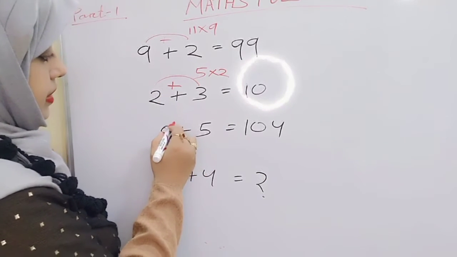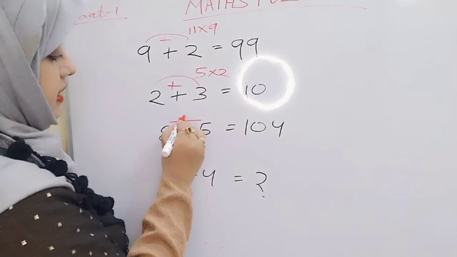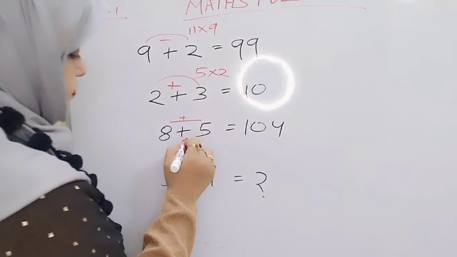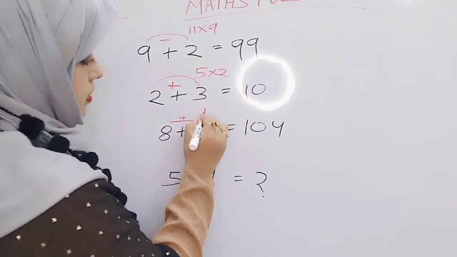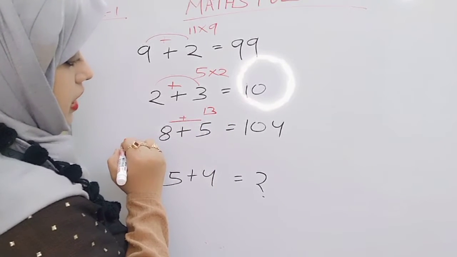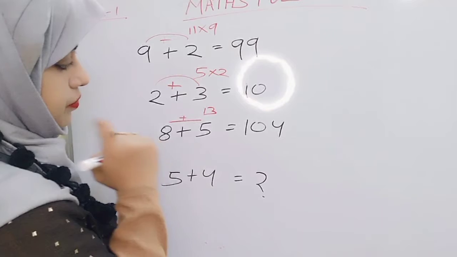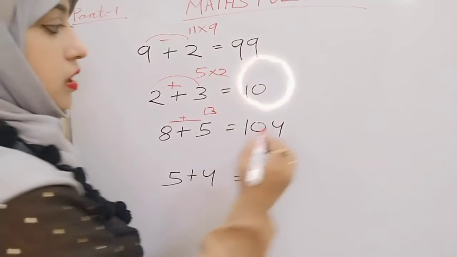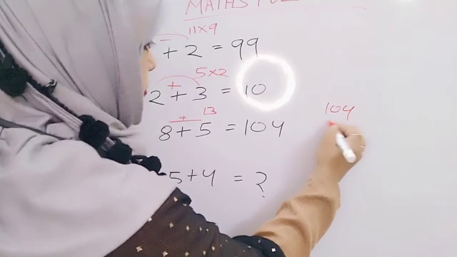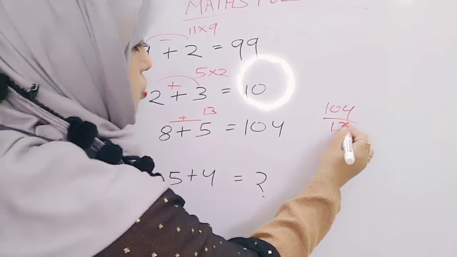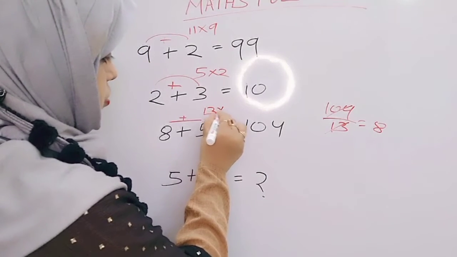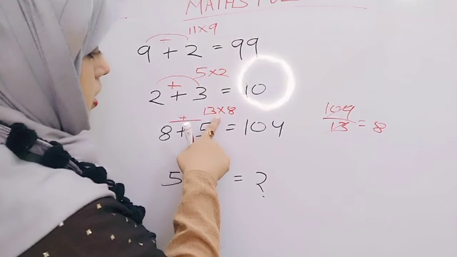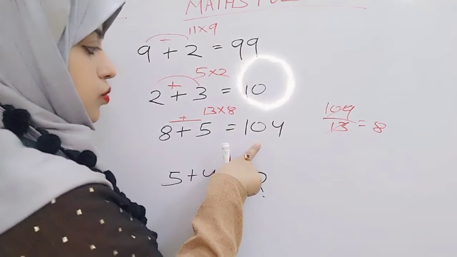8 plus 5, add this, so what is this? It is your 13. And how do you make 13 to 104? So how can you check? You just have to divide 104 by 13. So it will be 8. Okay, that means you have to multiply by 8 to make 104.